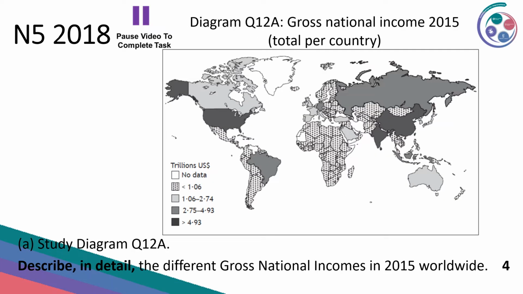So we mentioned that we can also get it in other parts of the question. So here's one example of that. This is from the 2018 paper. It says here, describe in detail the differences in gross national incomes in 2015 worldwide. So you may want to pause it here and attempt this question. This was compulsory for everybody because it was in the compulsory part of the exam, in the second section, in the human environment section. So just to illustrate that for you.